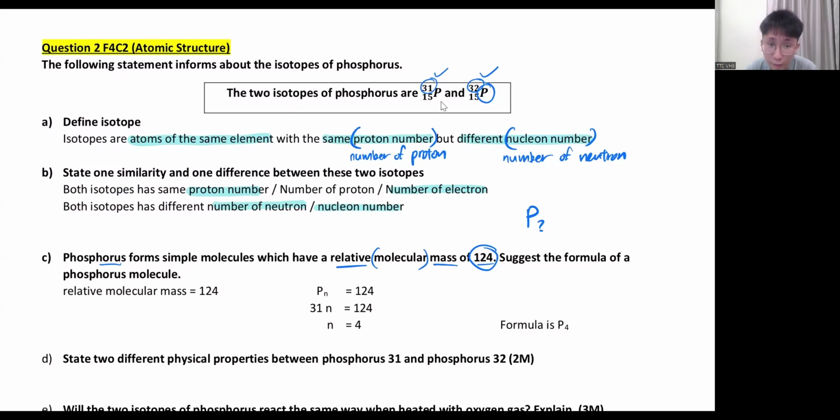Okay, because P we know is 31 or 32. Some of you say, teacher, can I use the 32? Also can. You use 31, then you get the n for 31. You use 32, you get the n for 32. So also can, okay.